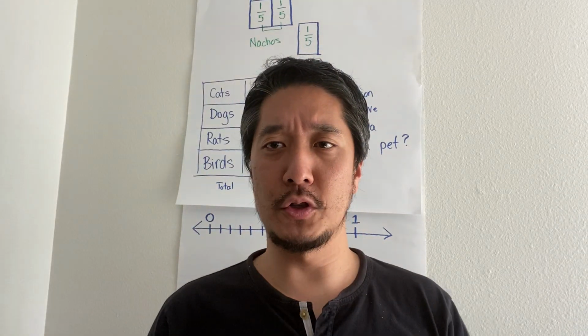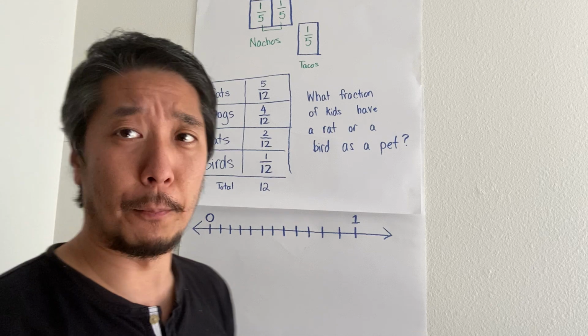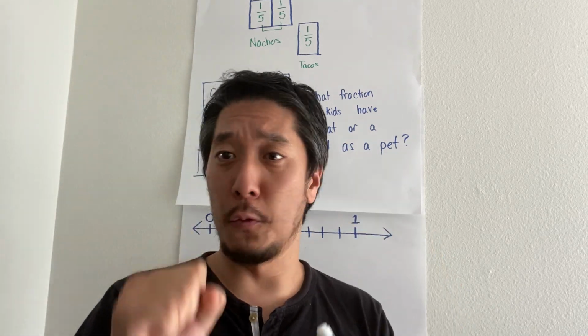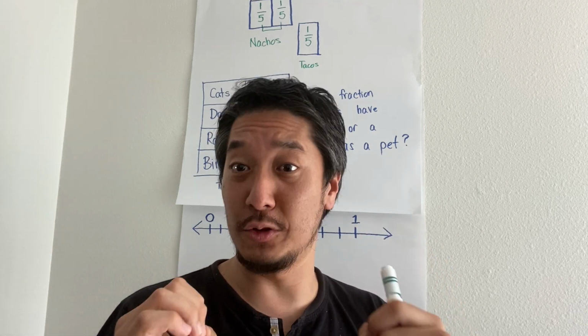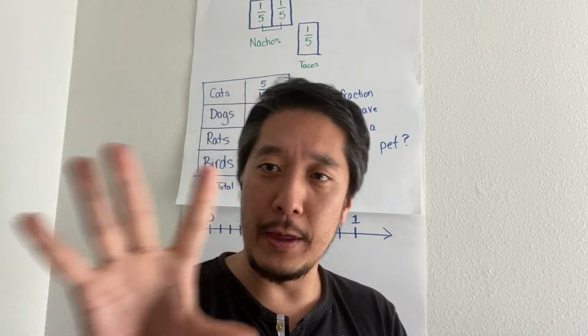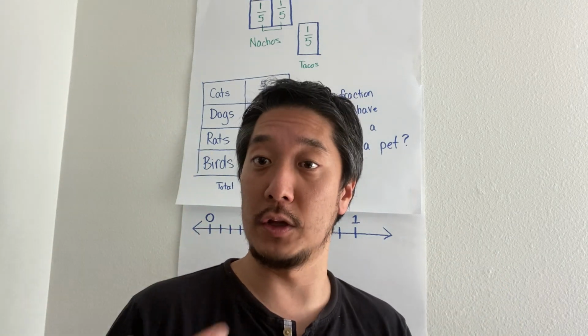All right, welcome to part 2. So our question is, what fraction of kids have a rat or a bird as a pet? Before I give you the answer, I want you to make sure that you've answered it to the best of your ability. And then when you've done so, continue this video. So don't start this video unless you've finished it.